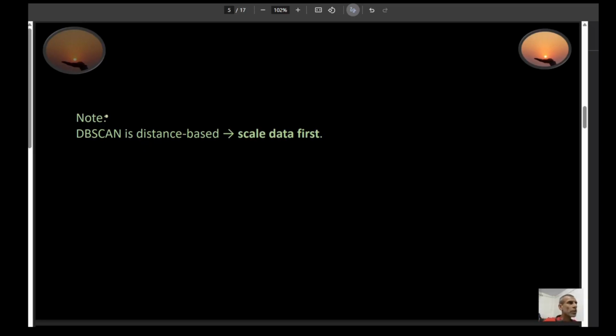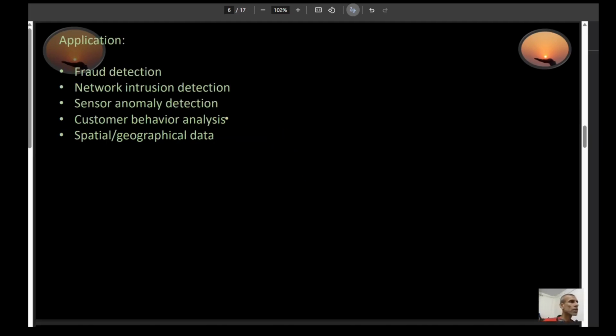An important point to consider: DBSCAN is a distance-based algorithm, and because it is a distance-based algorithm, you want to make sure that you scale your data first. Some of the interesting applications of DBSCAN would be in fraud detection, network intrusion systems, and sensor anomaly detection, any points that are outside the normal. These are some of the simple applications of DBSCAN. Customer behavior analysis, also spatial and geographical data. So these are some of the interesting applications.